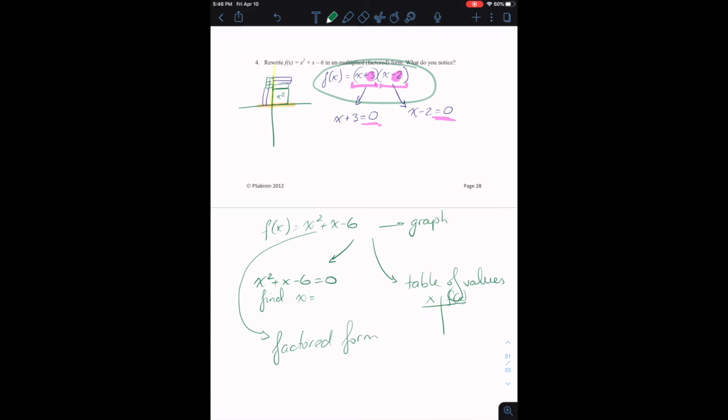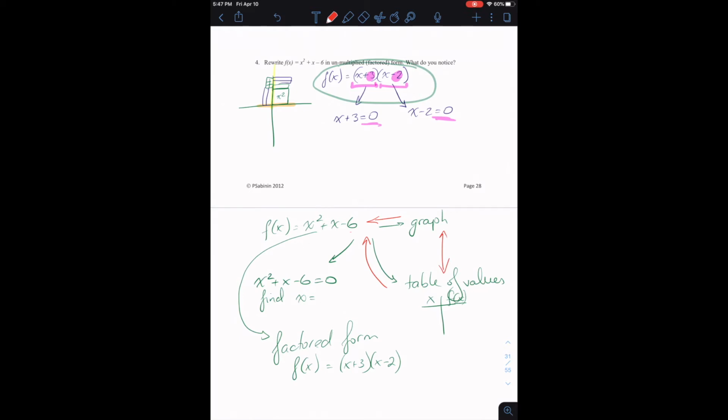Now, each one of these arrows can actually be bidirectional. So we can go from the equation, from the function to the graph, but also from the graph to the function. Using the graph, we can figure out what the function was. Using the table of values, we can also figure out what the function was. We can go from the graph to the table of values and back as well.